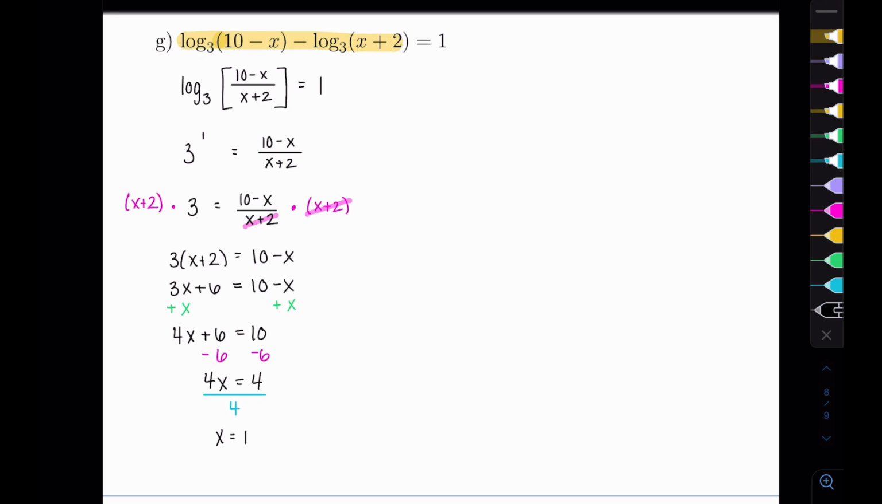Right? But again, always got to check because I started with logs. So if I plug in x equals 1, this gives us log base 3 of 10 minus 1. Great, no issue there. And this is log base 3 of 1 plus 2 equals 1. Also, no issue there. So this is our solution to the equation.